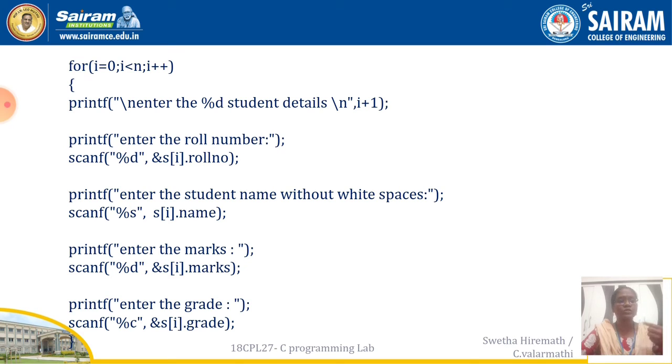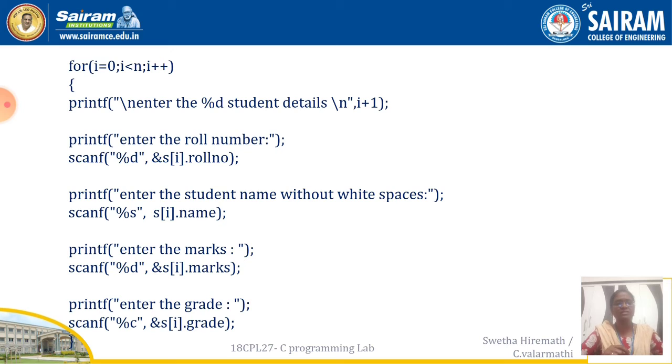How we store the values is important. We know that we have created the variable for the student structure. What is the variable? s of 10, which I have declared. Using the for loop statement I can store the values using s of 0, s of 1, s of 2, s of 3. When you take the first student variable, s of 0 dot roll number, s of 0 dot name, and s of 0 dot marks.